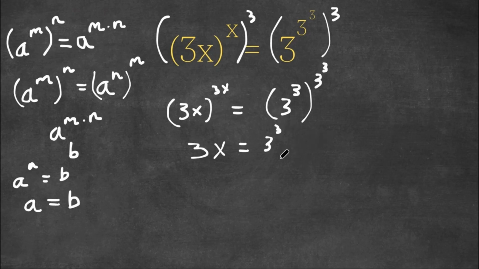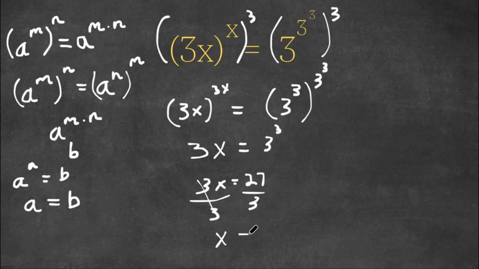Now, we can do this in two ways. Our first way is doing 3 to the power of 3. Well, 3 to the power of 3 is 27, so we get 3x is equal to 27, and if we divide both sides by 3, this cancels out, and we get x is equal to 27 divided by 3, which is 9.